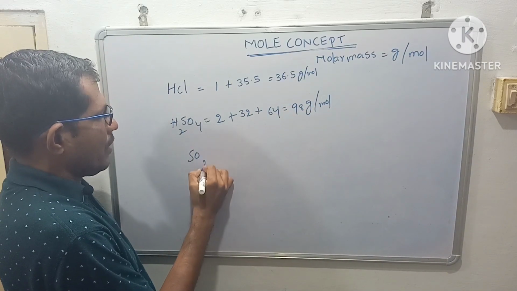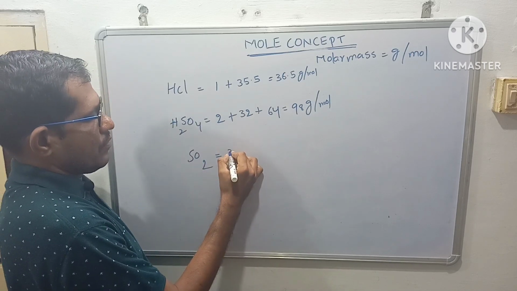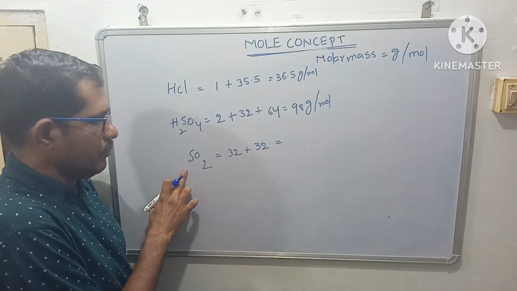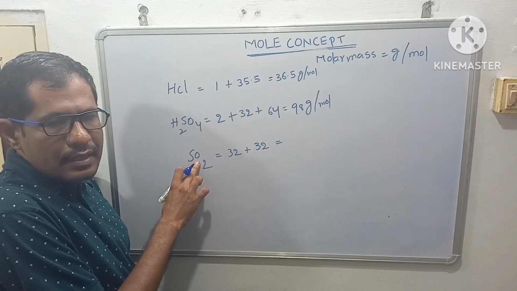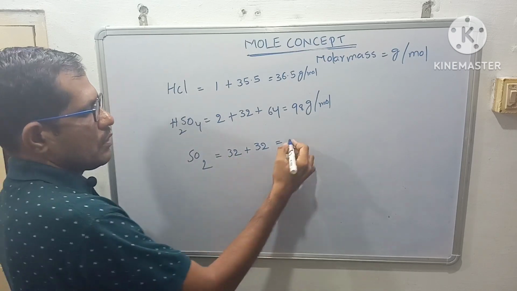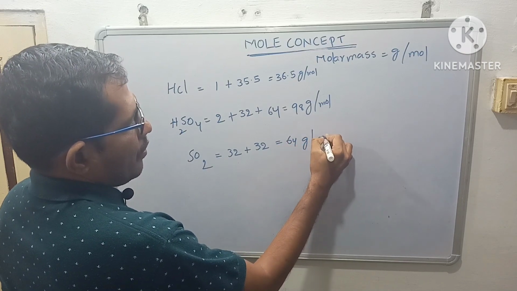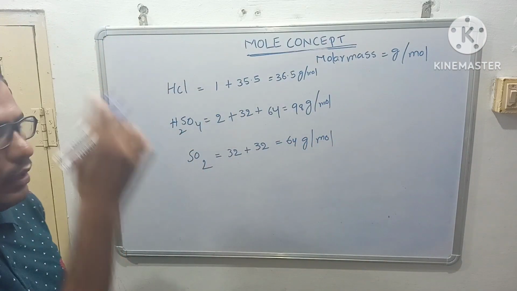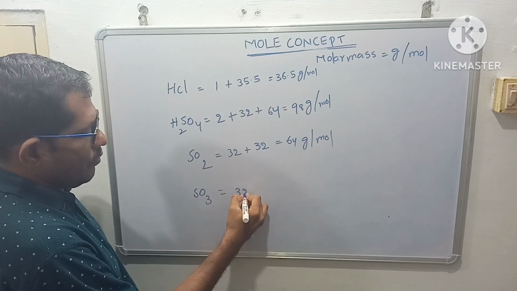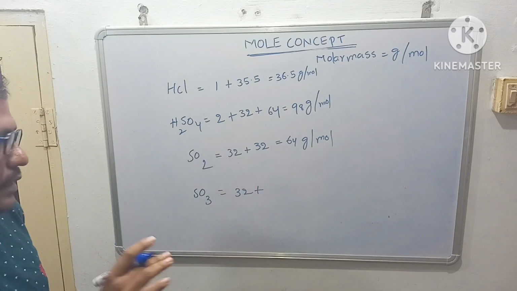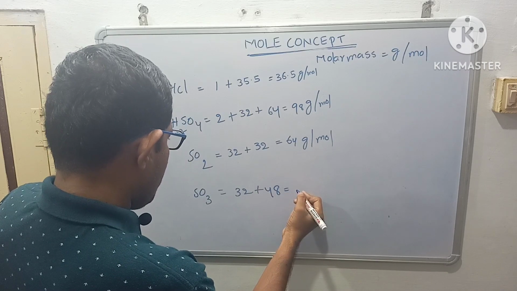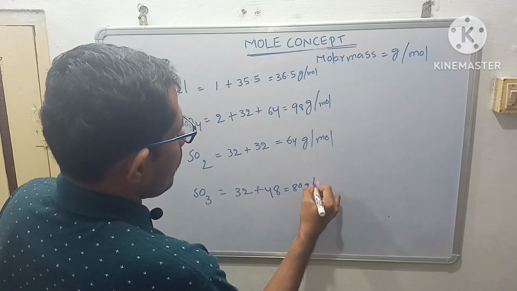Then I will write for sulfur dioxide, SO2. One sulfur atom is 32 atomic weight. Oxygen atomic weight is 16. Since there are 2 oxygen atoms, 16 twos are 32, and 32 plus 32 is 64 gram per mole, right? So SO3, if you take, sulfur 32, oxygen 16, 16 threes are 48. So our molar mass is going to be 80 gram per mole.